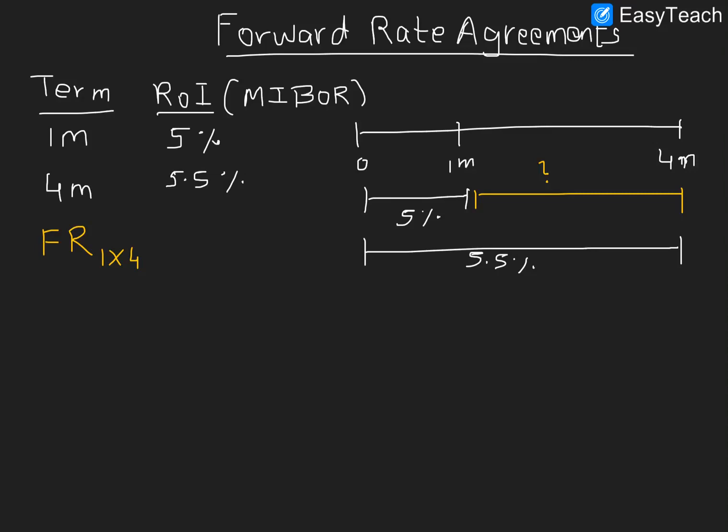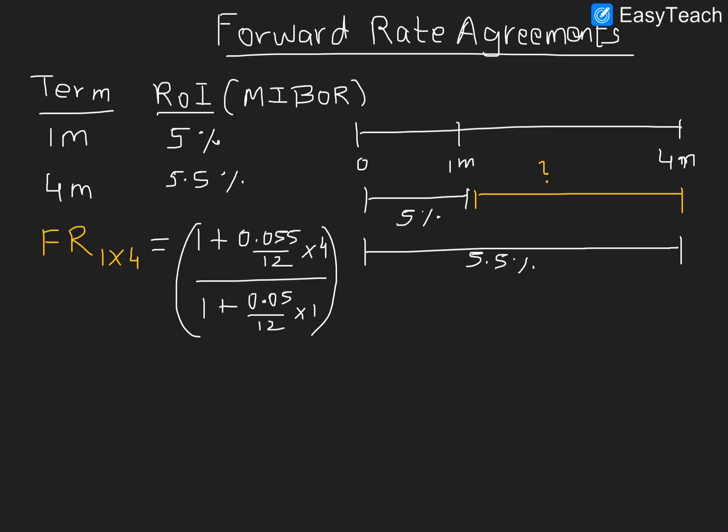Forward rate 1/4 can be calculated as (1 + 0.055 divided by 12 into 4) divided by (1 + 0.05 divided by 12 into 1), then this whole is reduced by 1, and then the entire thing multiplied by 12 by 3.